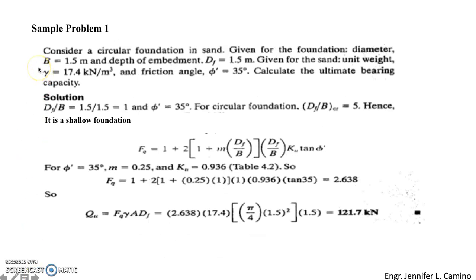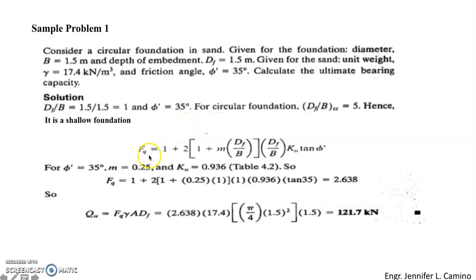For this, you have an example. Consider a circular foundation in sand. You are given the parameters, and you are going to calculate the ultimate bearing capacity. For this one, we have to identify the value of the ratio dF over B and the critical value of dF over B, so that you can identify if this is a shallow or deep foundation. Since dF over B is smaller than the critical value of dF over B, this is considered a shallow foundation.